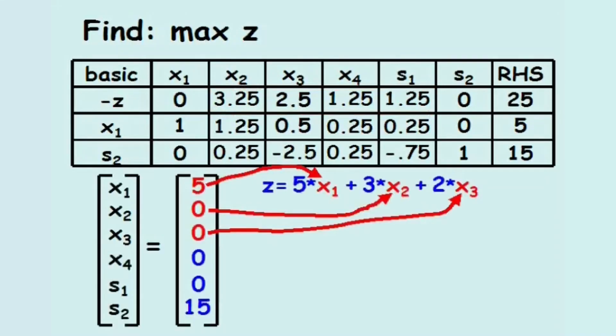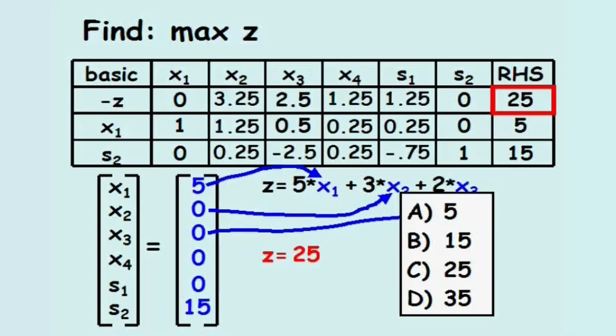The optimal set of decision variables, vector x, is shown, and we confirm the objective function value is 25, as is shown in the tableau. When reviewing the possible solutions, the answer is C.